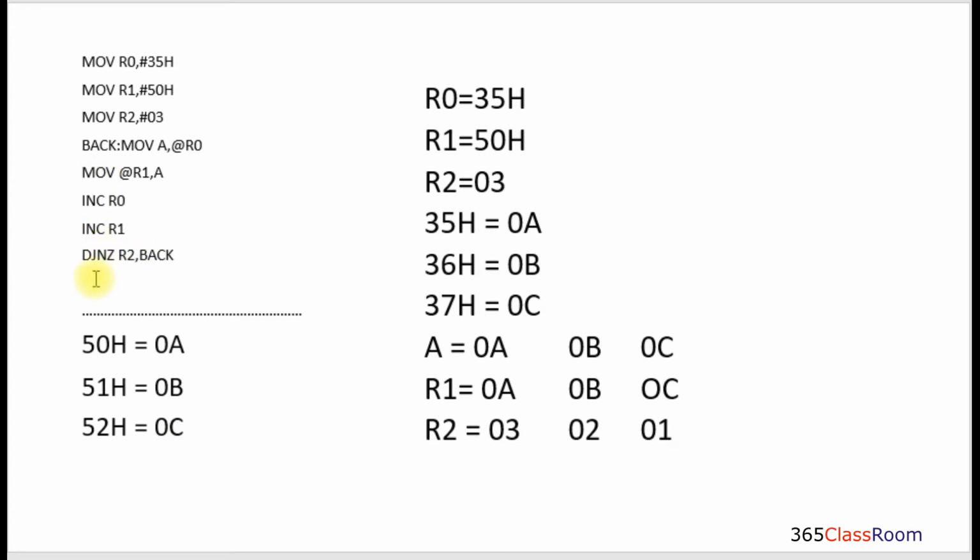The same process continues. DJNZ R2: 02 becomes 01. Again it has come here. Then @R0 means now R0 is at 37H.